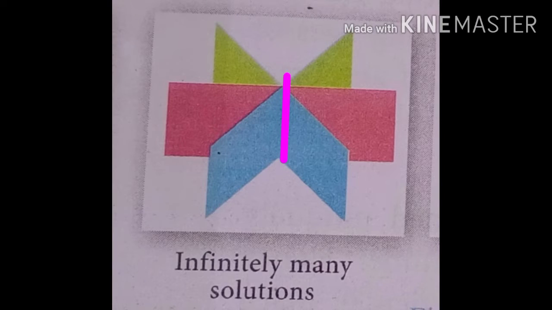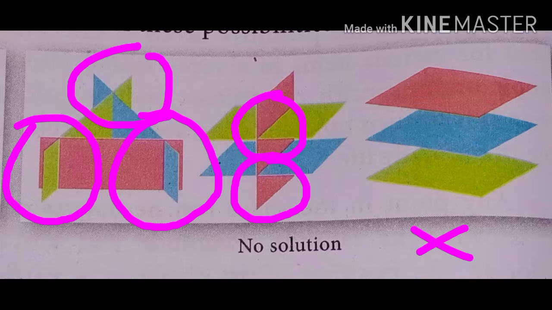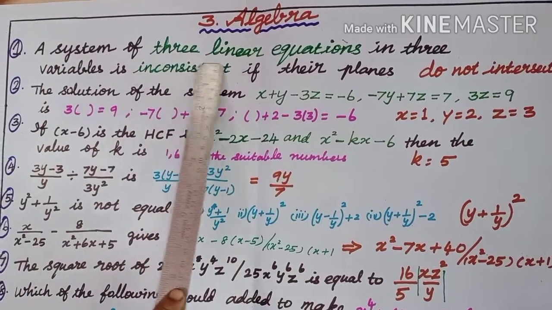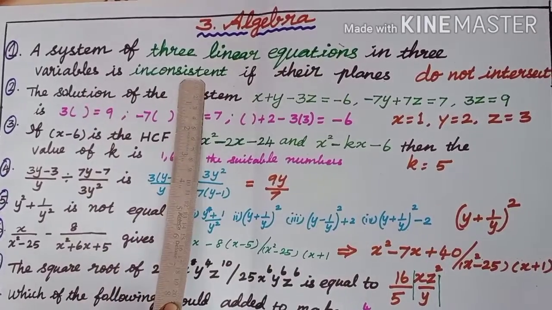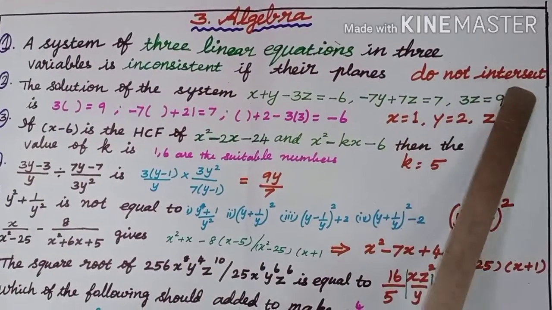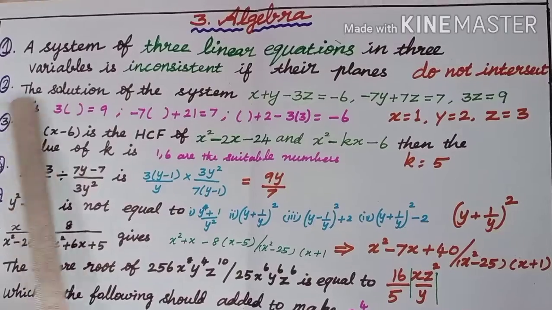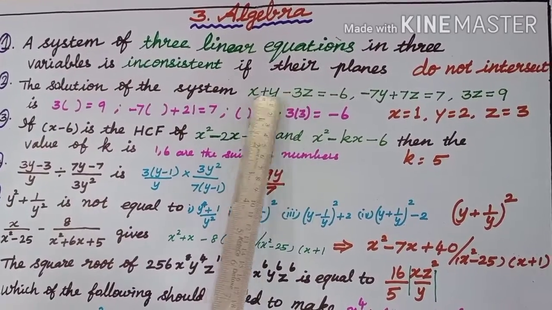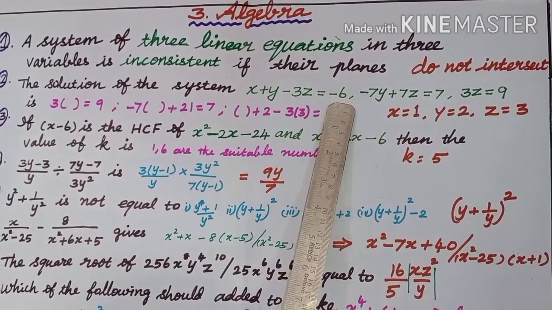In the second picture, three planes are meeting at a lot of points. This is also consistent, it has many solutions, that is an infinite number of solutions. It is intersecting. And in the third picture, there is no common meeting of the three planes, so they do not intersect. A system of three linear equations is inconsistent, so what is our answer? Do not intersect.